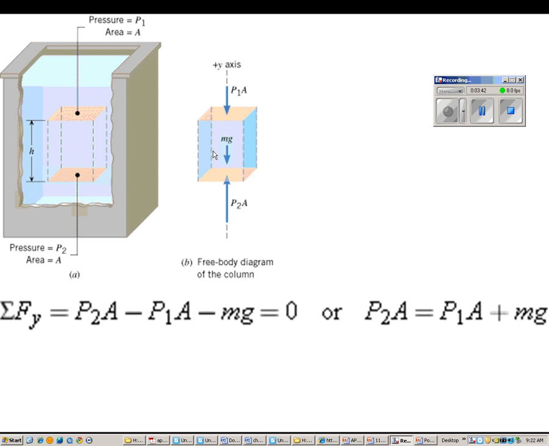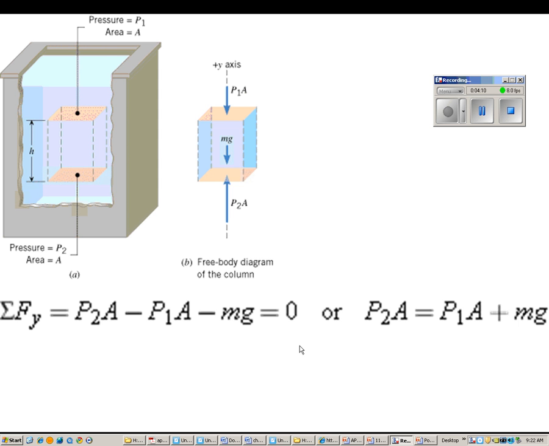Now, we think of this column of water as being an object. It's just resting there in the water. That means all the forces have to add up to 0. So you have this P1 times A plus the mg has to be equal and opposite to the P2 times A. That P2 times A force at the bottom has to be equal to these two forces on the top. We have this equation here.